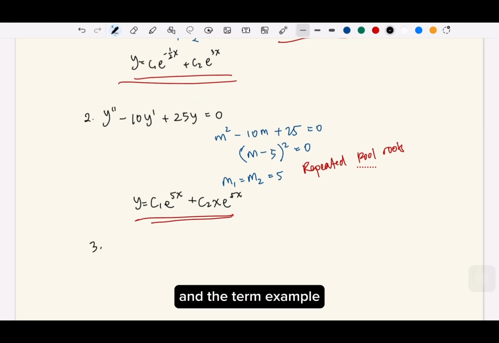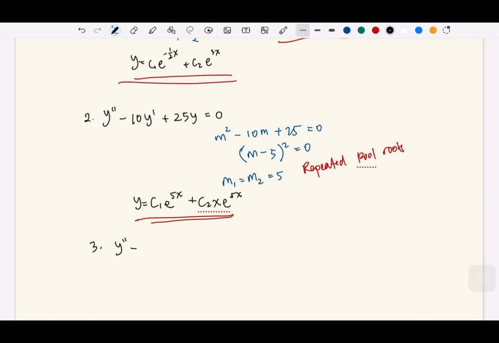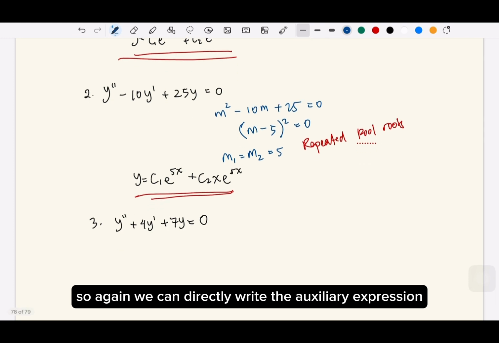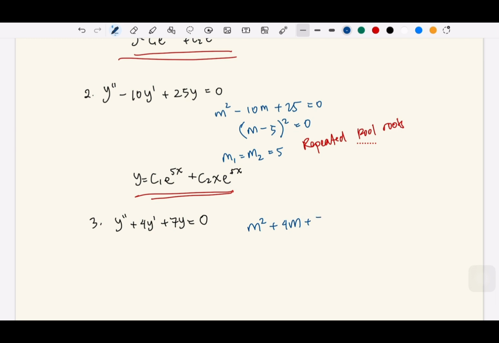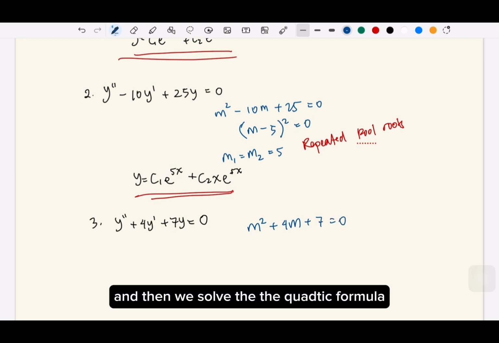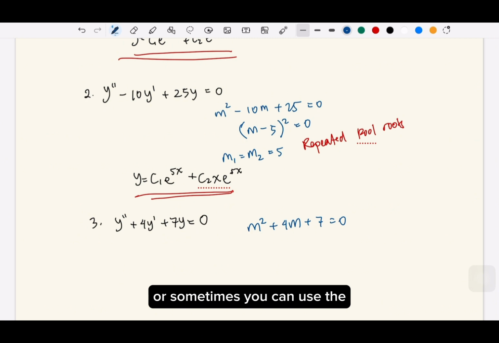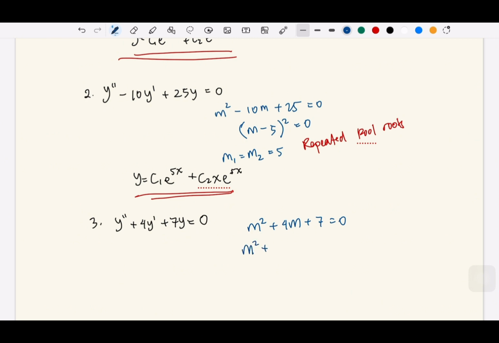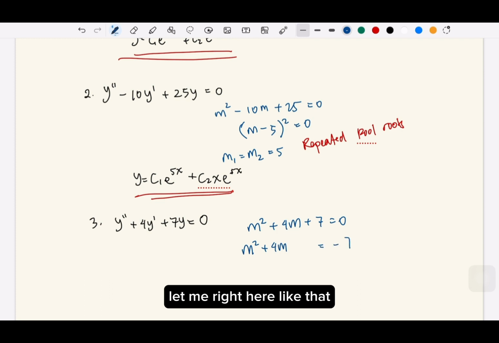And the third example, let's say we have this. Again, we can directly write the auxiliary expression. Then we solve the quadratic. We can use the quadratic formula directly, or sometimes you can just complete the square, like that.